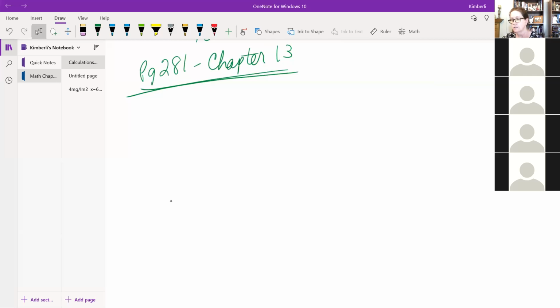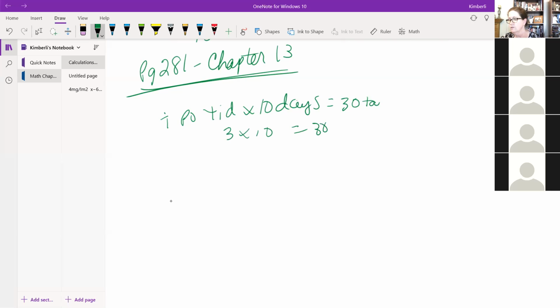Okay, so for instance, if it says it's a tablet, PO, TID times 10 days, how many tablets are they going to need? 30. 3 times a day for 10 days is 3 times 10, which is 30 tablets.